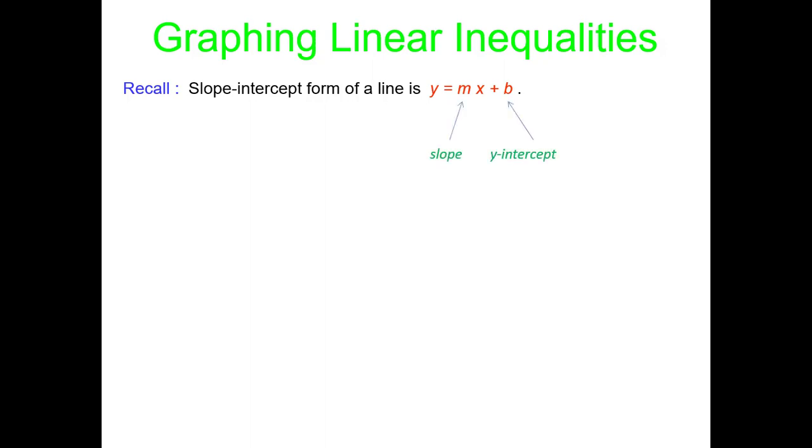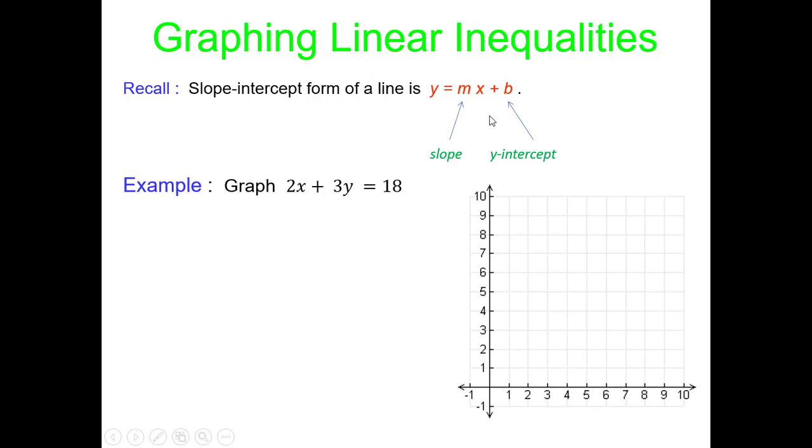In this lesson, we're going to learn how to graph linear inequalities. But before we do, let's recall how to graph an equation. So remember that slope-intercept form of a line indicates that the value in front of the x variable is the slope, and the constant added to the end of the equation is the y-intercept.